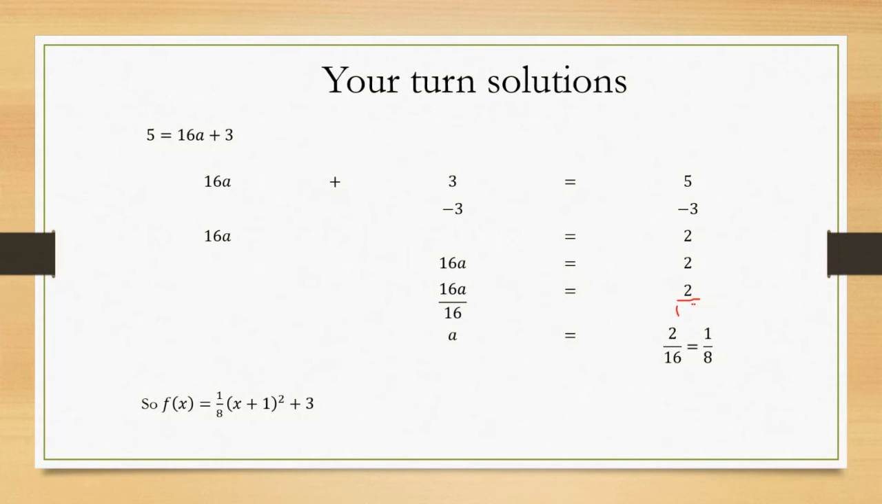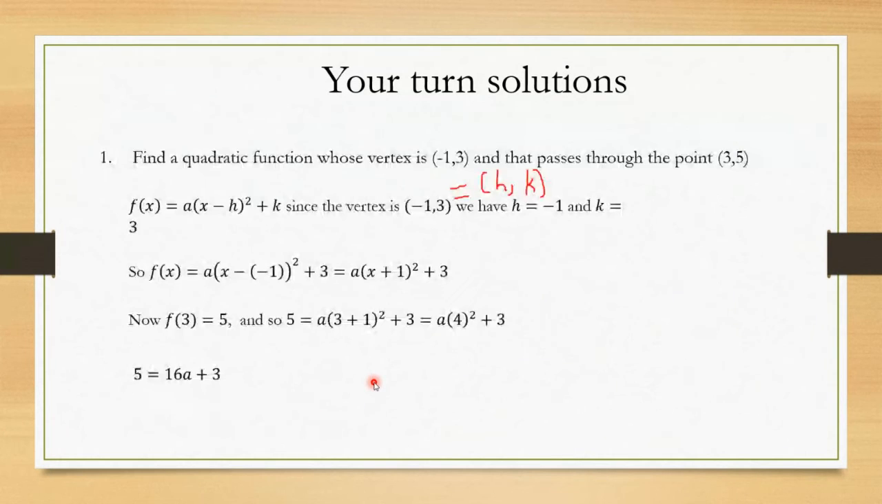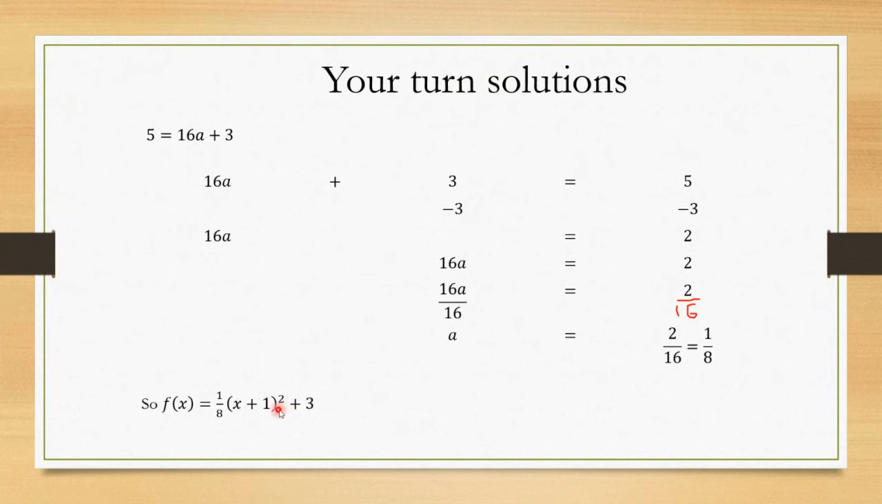Not sure why I did it to one side, not the other. But I mean, the answer's still right, though. So anyway, just a little typo error. But either way, we get this. F of x is 1/8 times (x + 1)^2 + 3. So this is our quadratic function. I mean, you could graph it if you wanted to as a check.